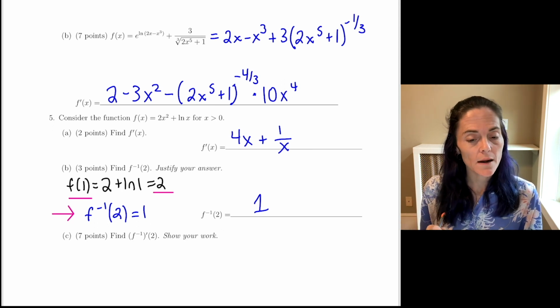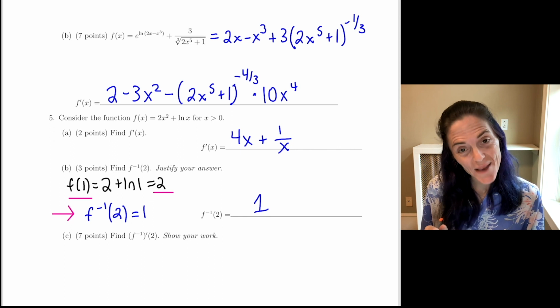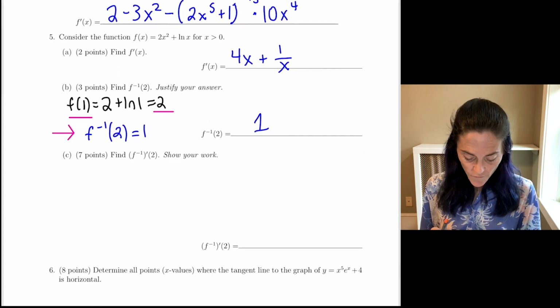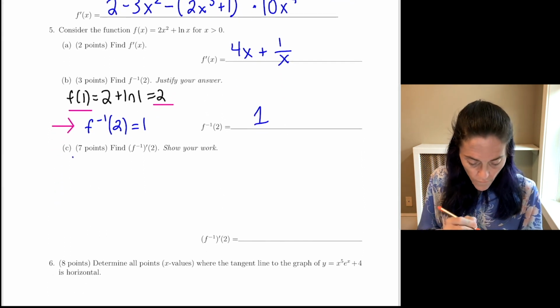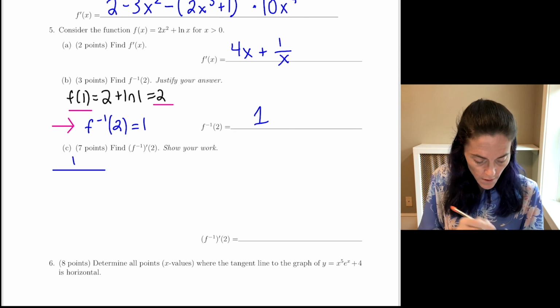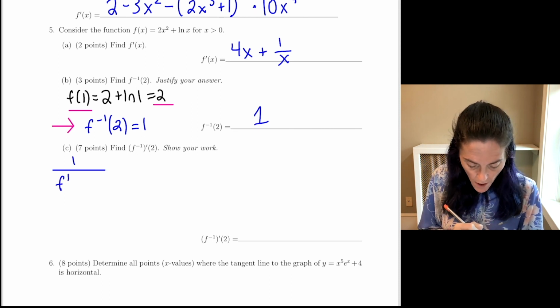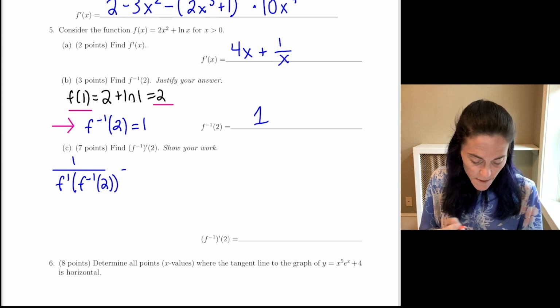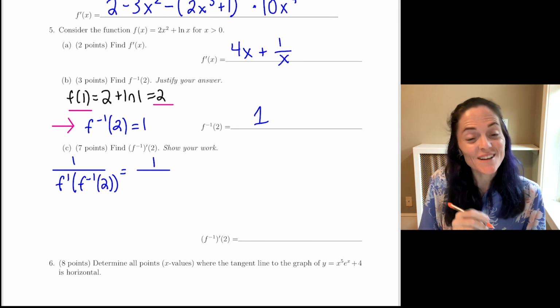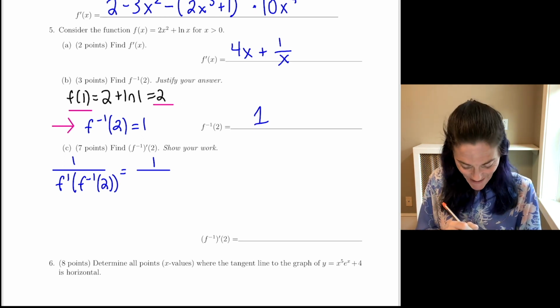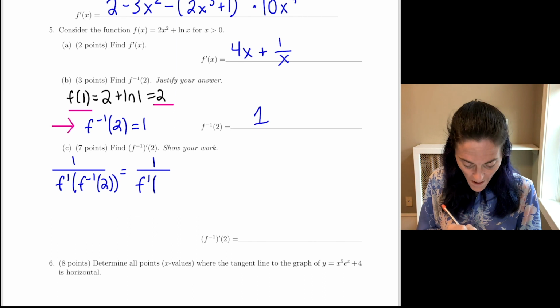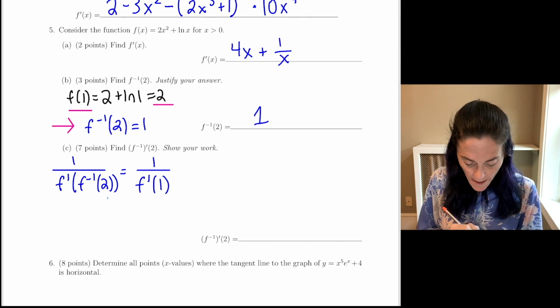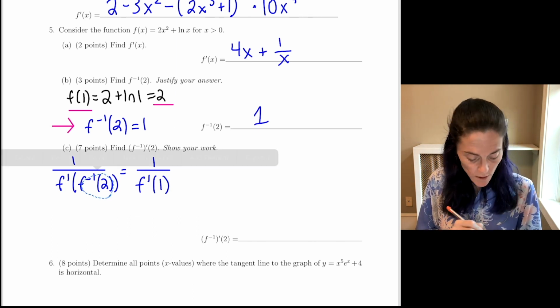Okay, next part. Find f inverse prime of 2. Here's the inverse function theorem. It's 1 over f prime of f inverse of 2. And we have lots of steps already above. So f inverse of 2 is 1, so this would be 1 over f prime of 1. And sometimes I'll make this a different color so it's a little bit easier to look at.